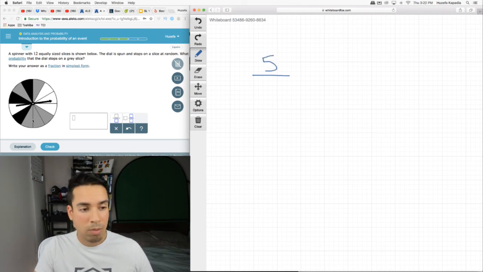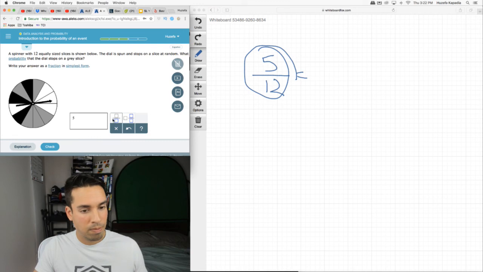Over the total number of slices. How many slices are there? Well, there are 12. Right? We don't count the slices outside of gray for the bottom. It's every slice. Can this be reduced? Can we divide the top and bottom by the same number? No, there are no common factors, so this is our final answer.